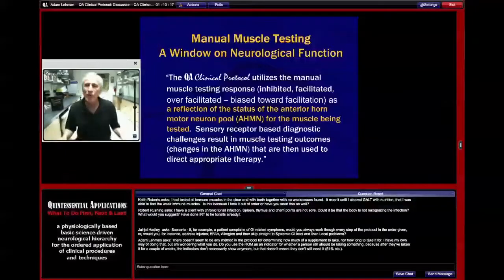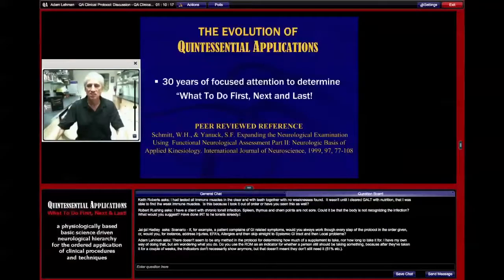So when somebody says, what are you doing? Well, I'm testing muscles, if they get weak, if they get strong. Well, that's appropriate to identify weak and strong, but actually we're testing the response of that particular anterior horn motor neuron pool to stimulation, and it shows up in a muscle testing response. So that's the neurological explanation.